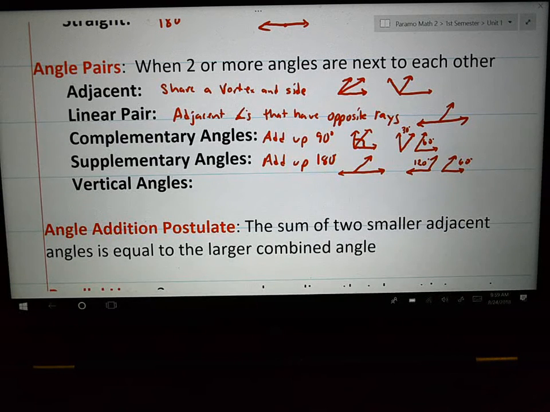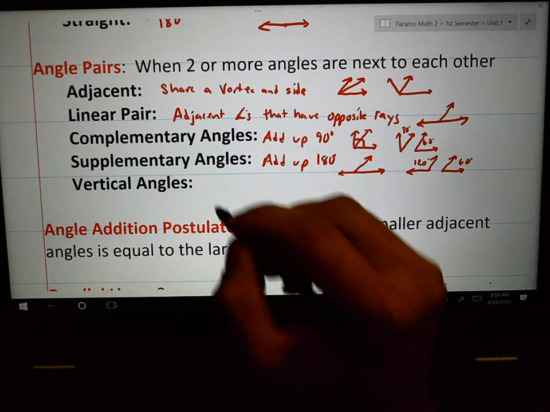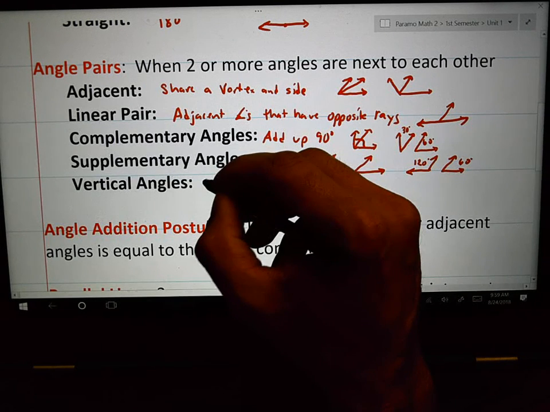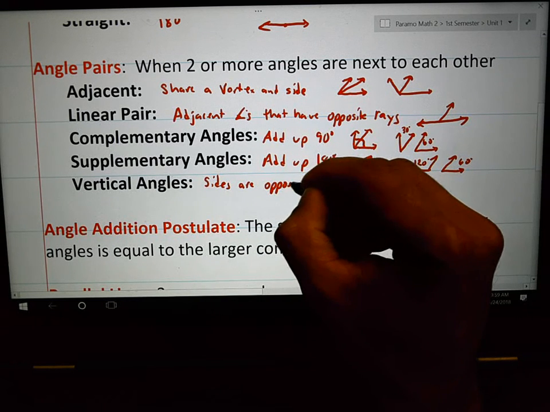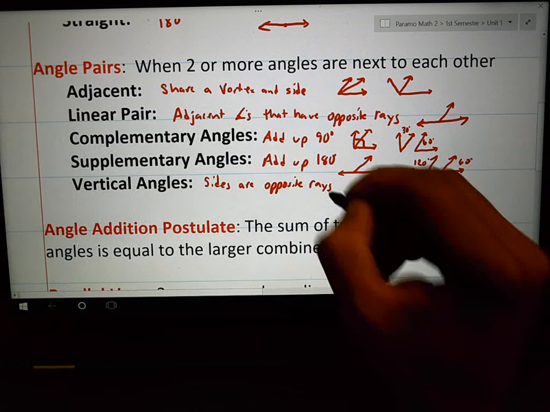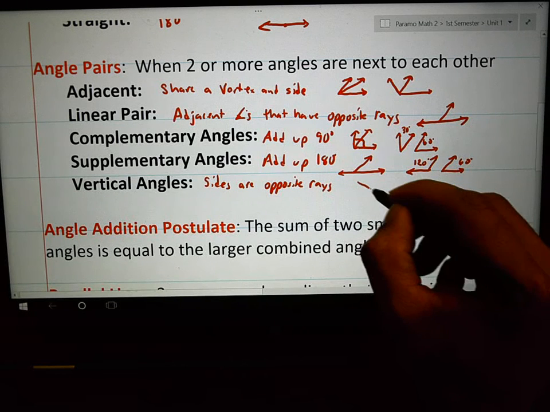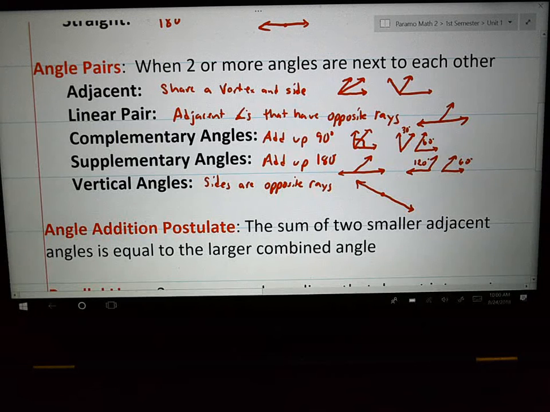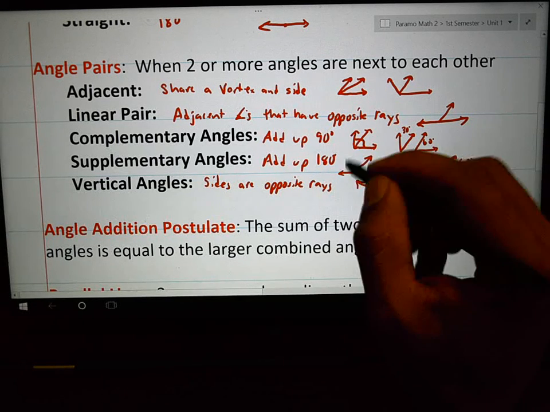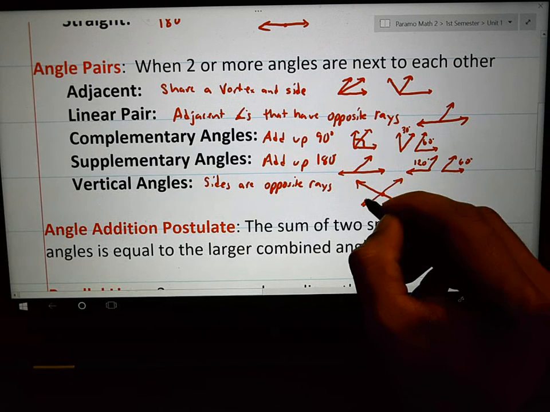The last word that we're going to deal with here are vertical angles. And that is two angles whose sides are opposite rays. What that looks like is this. Two opposite rays basically form a straight angle. But if you have two sides that are opposite rays, it looks like this.